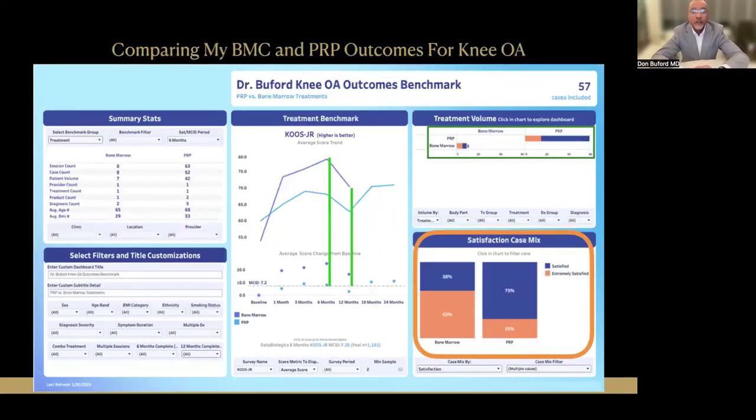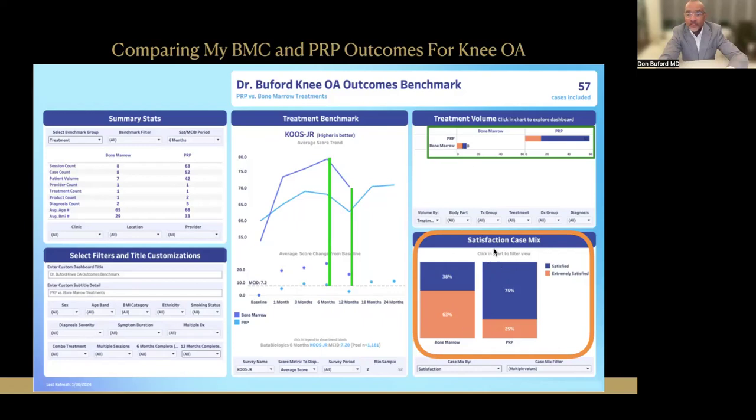And so here's another example. Now let's look at my practice. We're no longer comparing to the database. Now we're comparing my PRP patients versus my bone marrow concentrate patients. And these are patients with knee OA. And so if you look here in the green square, we've got far more PRP patients than bone marrow patients, but nonetheless, we will compare them.